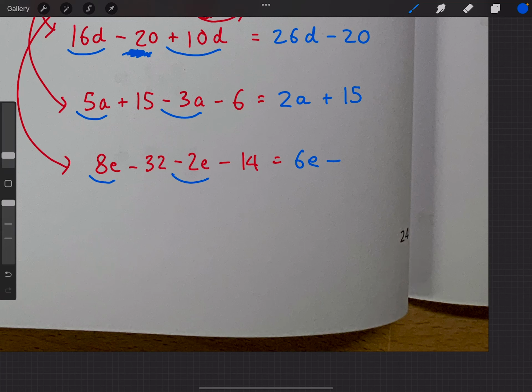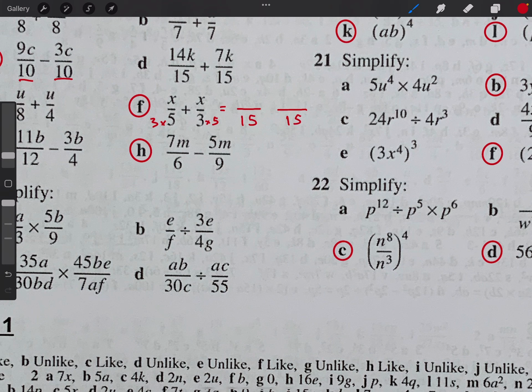Alright. Question F. Now these are different denominators, so to make them the same, we have to make them into lowest common multiple. And the lowest common multiple of 3 and 5 will be 15, so we make them both into 15. Now we times this one by 3, times this one by 5. So if I multiply the 5 by 3, I must multiply the top by 3 as well, so that's 3x. This will be a plus. If I multiply it by 5, I'm going to multiply this by 5, so you get 5x. And you get together, you're going to get 8x over 15.